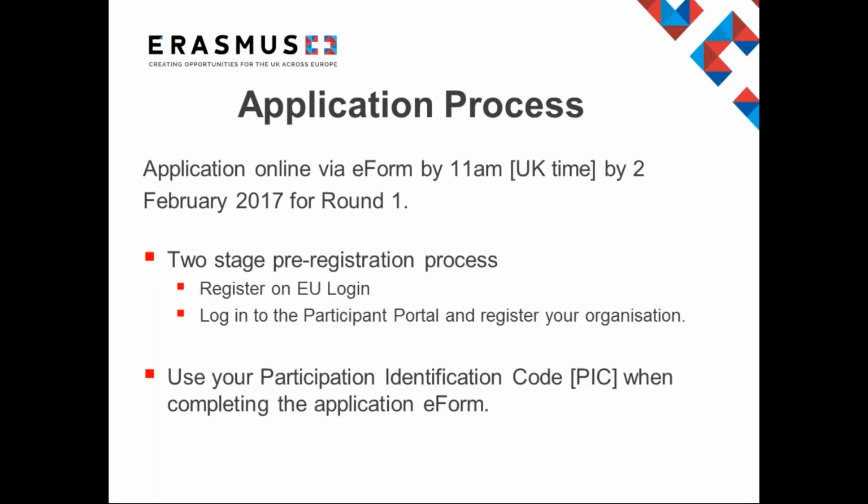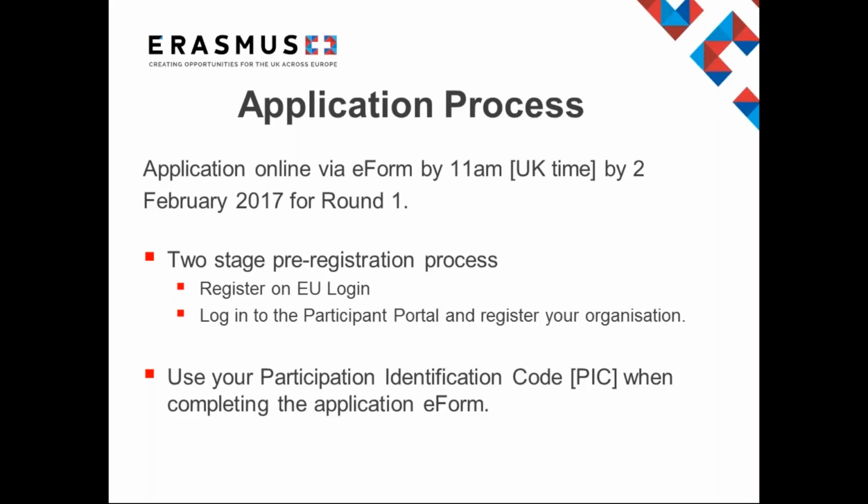The application can be found online via the Erasmus Plus website. It's an electronic form that will need to be filled in on your computer, and it will need to be submitted by the deadline. For Erasmus Plus Youth, there are 3 funding deadlines throughout 2017. The first deadline will be on the 2nd of February 2017. Applications should be submitted by 11 AM UK time.